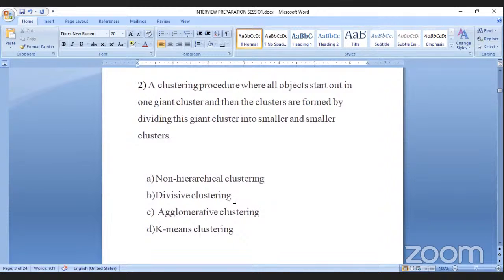So question number 2 is a clustering procedure where all objects start out in one big cluster, and then the clusters are formed by dividing this big cluster into smaller and smaller clusters. So what is this actually? We have the four options. Option A, non-hierarchical clustering. Option B, divisive clustering. Option C, agglomerative clustering. Option D, K-means clustering.